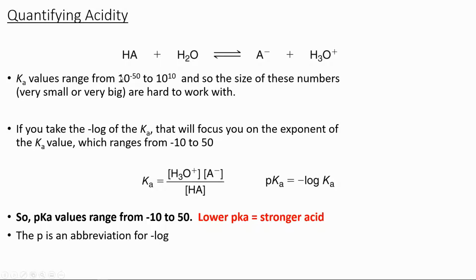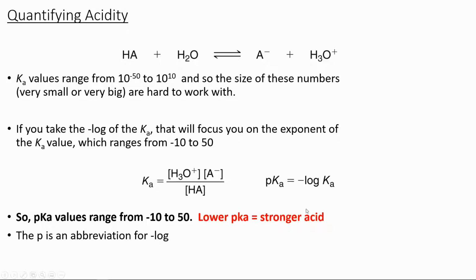Because we have such a large range of Ka values, of association constant values, we're actually going to use the pKa to work with the strength of acids. So this is going to be a negative log value of the association constant. If we use this negative log value, it'll give us a range of values from -10, or a very strong acid, to 50. A lower pKa is going to be a stronger acid. A higher Ka value is going to be a stronger acid. This means a larger amount of the water molecules will be protonated than attached to the acid.